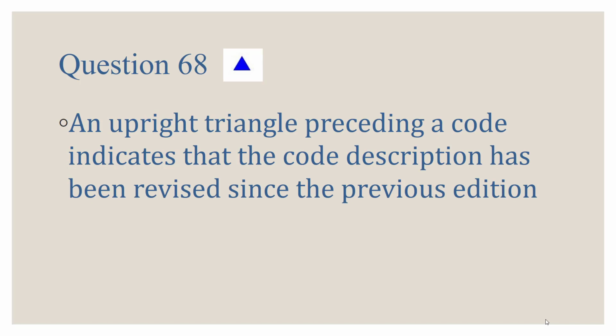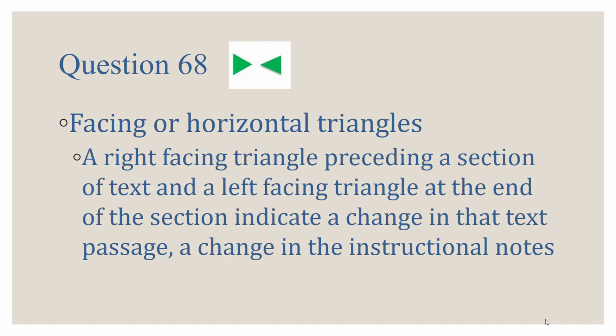Question 68. An upright triangle preceding a code indicates that the code description has been revised since the previous edition. Question 68 again. Facing or horizontal triangles. A right-facing triangle preceding a section of text and then a left-facing triangle at the end of the section indicate a change in that text passage. It's a change in the instructional notes.